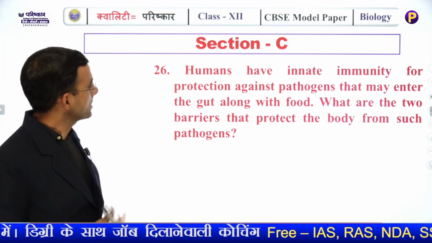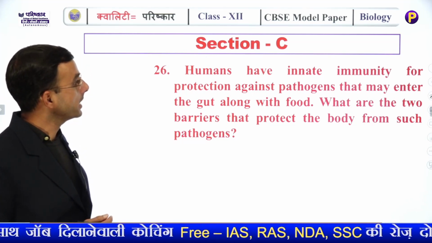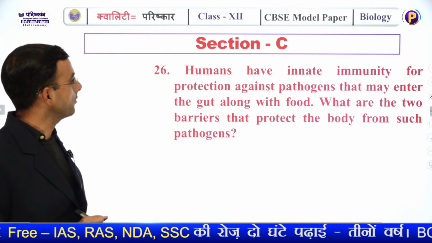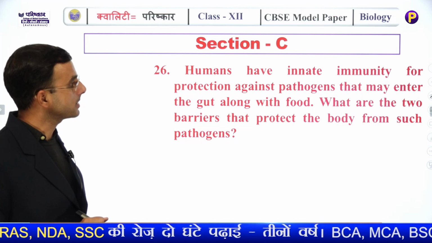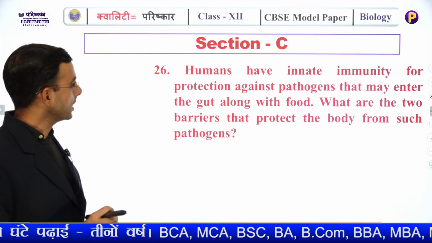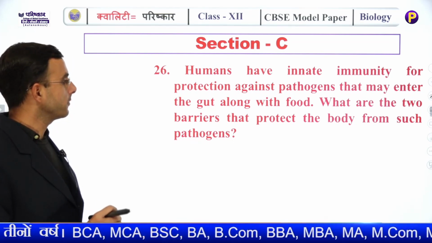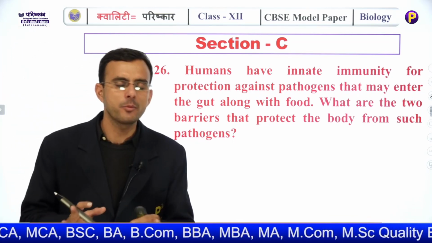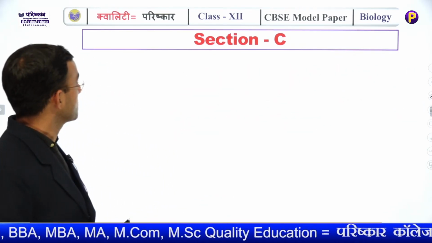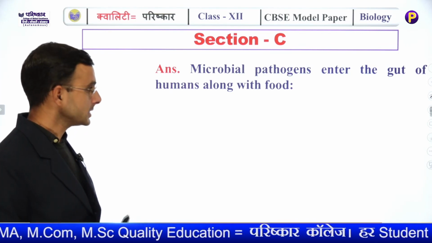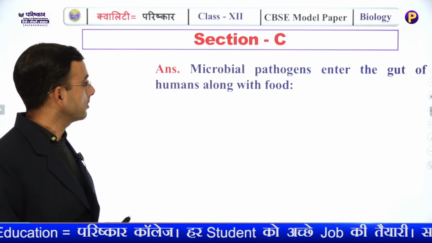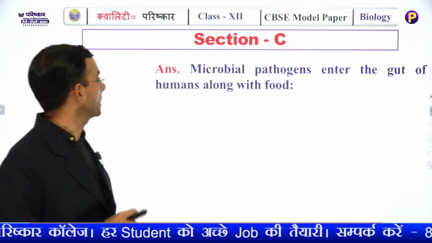Now the 26th question. Humans have innate immunity, that means already present, for protection against pathogens that may enter the gut along with the food. What are the two barriers that protect the body from such pathogens? Innate immunity means that immunity which is present already. So these are the two barriers which are protecting the host organisms from the pathogens.